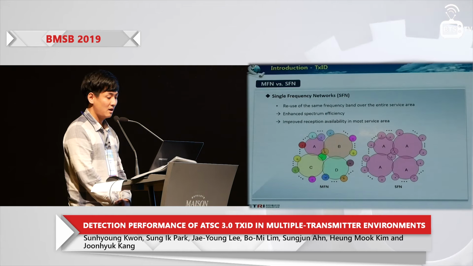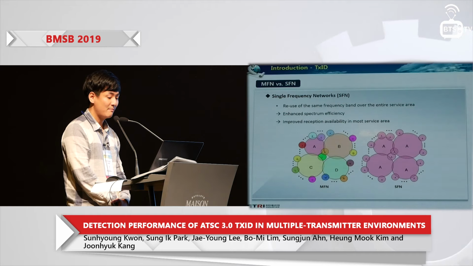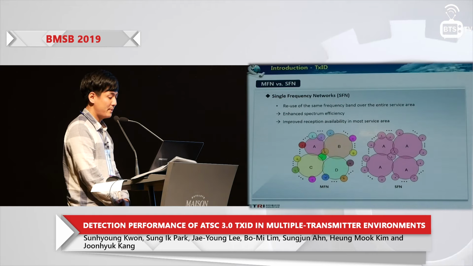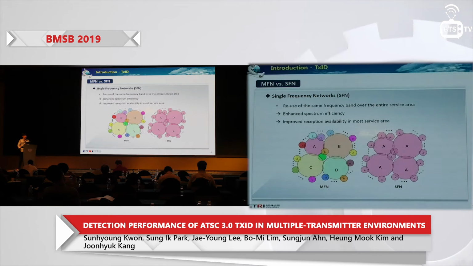By constructing a terrestrial broadcasting system with SFN instead of MFN, it is expected that not only can we get enhanced spectrum efficiency, but also the reception signal strength will be quite improved, and the service coverage will also be expanded.